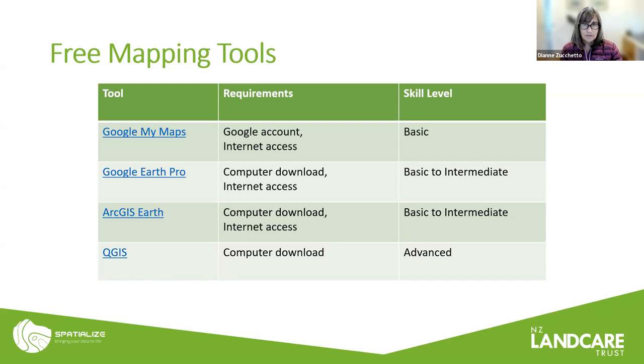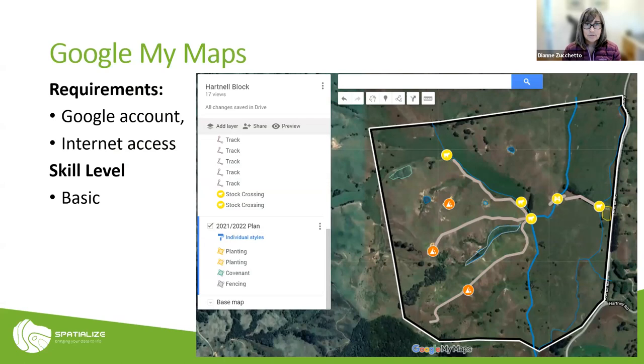So this is Google My Maps. If you've used Google Maps on your computer or on your phone, you'll be familiar with the look and feel of it because it's pretty much the same. The only difference is you can actually add features: add your points, lines, and polygons and create your own map. In this webinar, we're going to focus on using Google My Maps for creating your farm map.